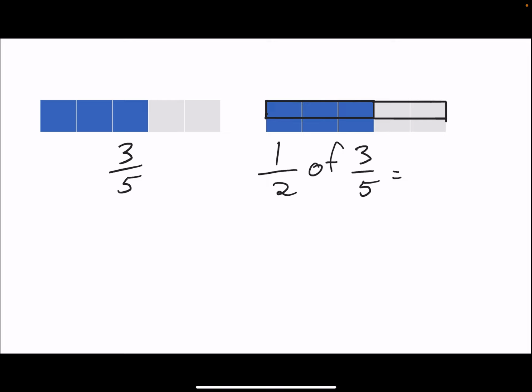Okay, so the total number of pieces is going to be 10, but I'm going to take a half here, like the half here, of this 3/5, so of this part. Okay, and I'm only going to look at half of that, which is going to be 3. So the answer to this question is 3/10.